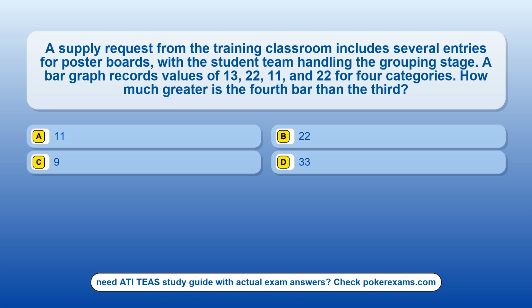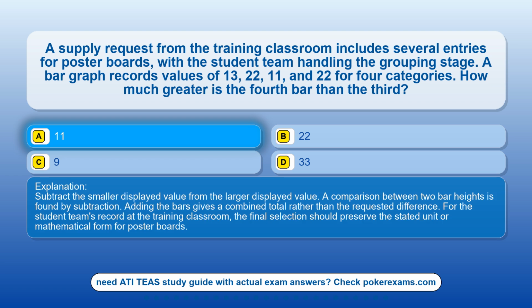Option A 11. Option B 22. Option C 9. Option D 33. The correct answer is option A 11. Subtract the smaller displayed value from the larger displayed value. A comparison between two bar heights is found by subtraction. Adding the bars gives a combined total rather than the requested difference.